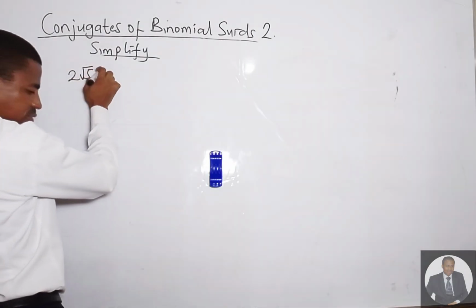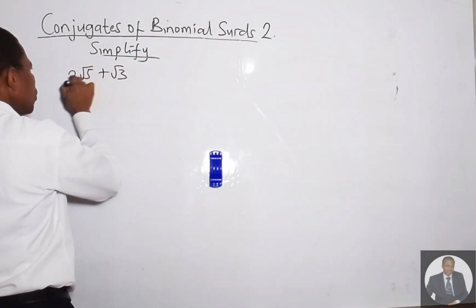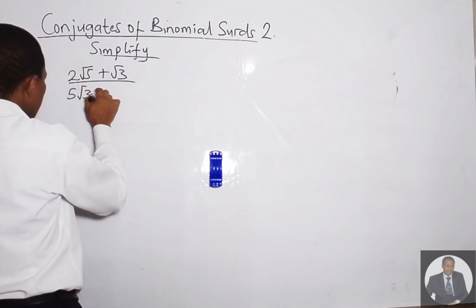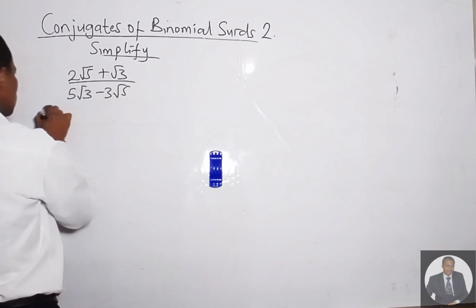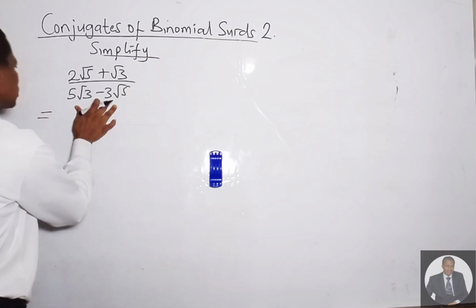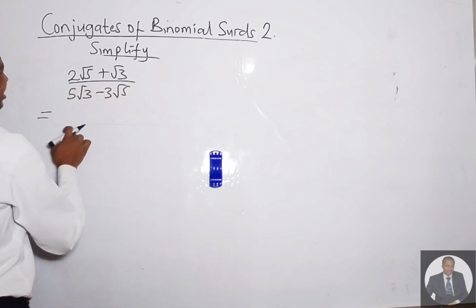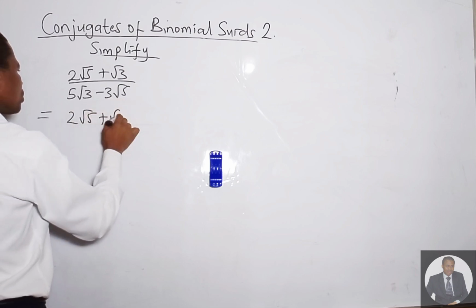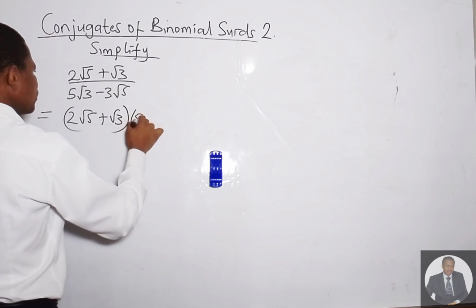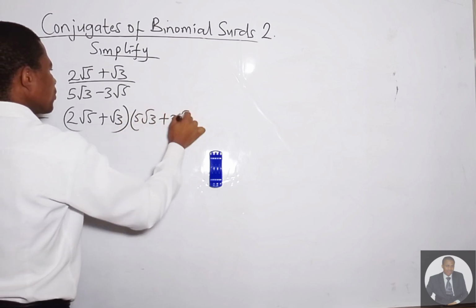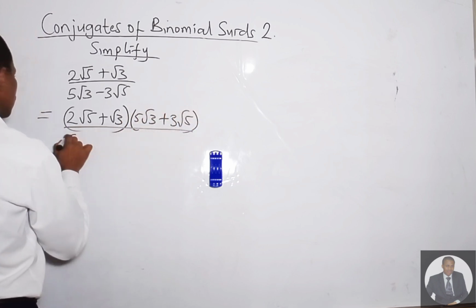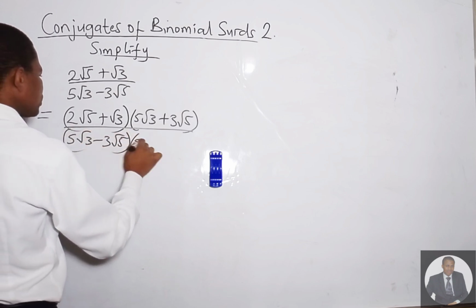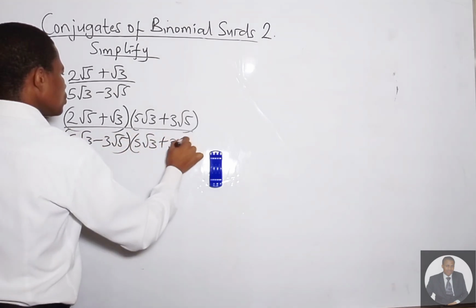Next: (2 root 5 plus root 3) over (5 root 3 minus 3 root 5). So how do we do this? The conjugate of the denominator will be 5 root 3 plus 3 root 5. So we multiply both numerator and denominator by that: (5 root 3 plus 3 root 5) over (5 root 3 minus 3 root 5), times (5 root 3 plus 3 root 5).